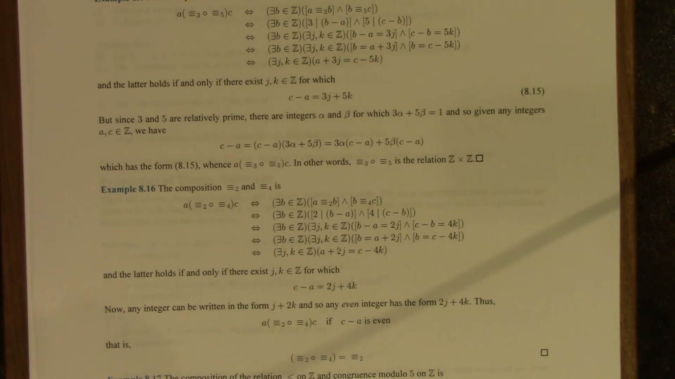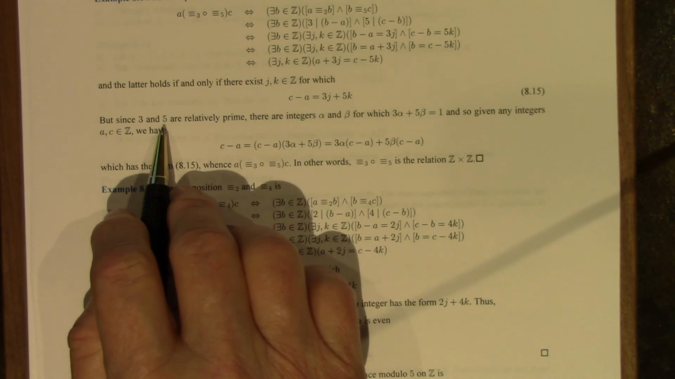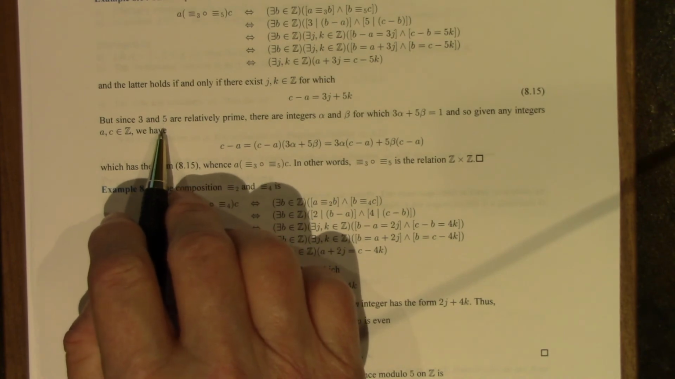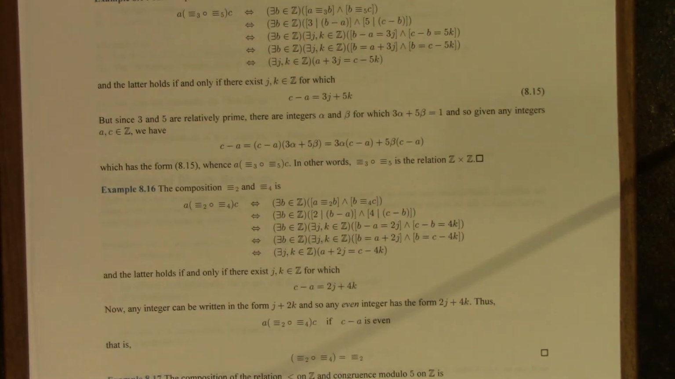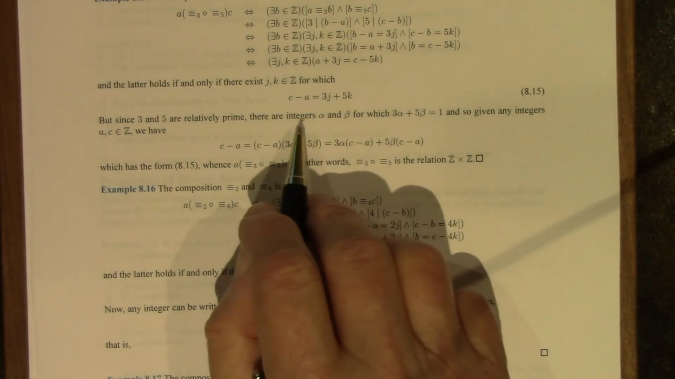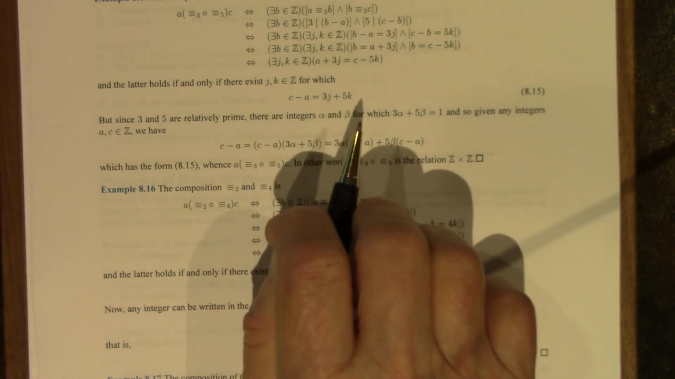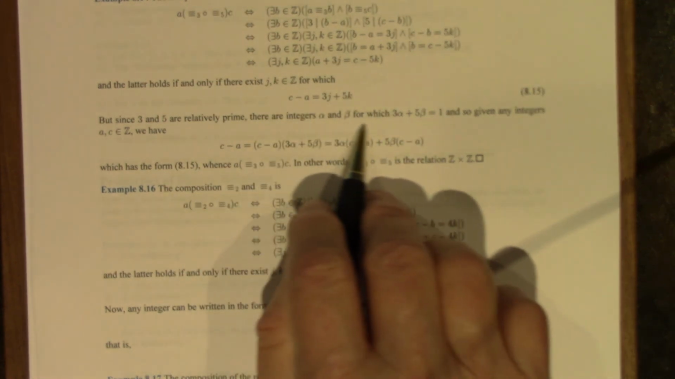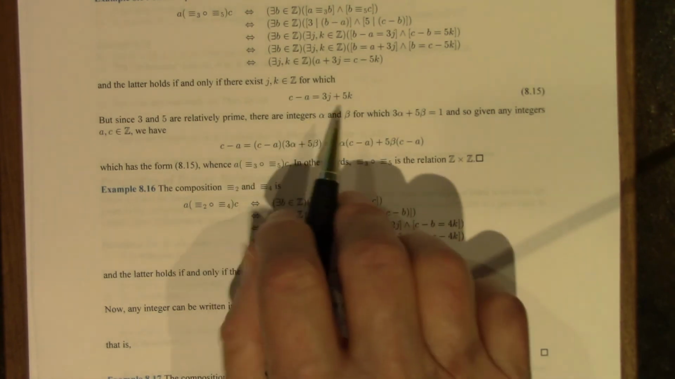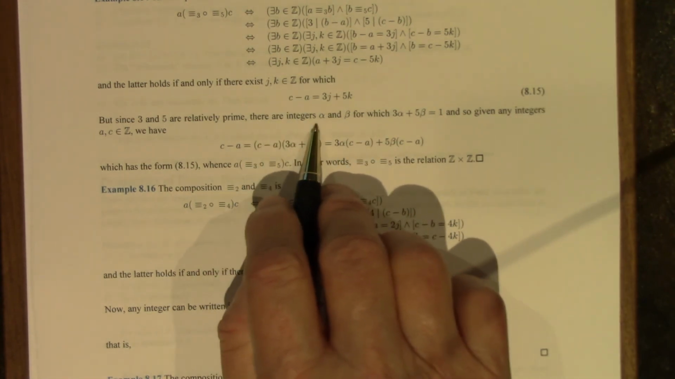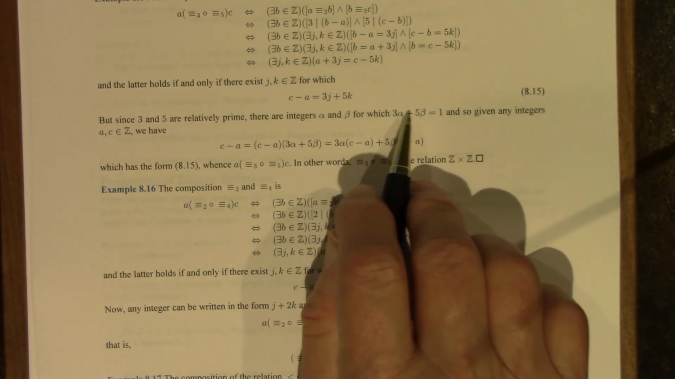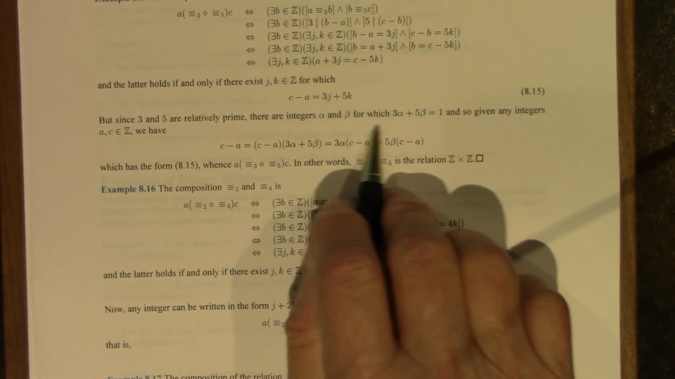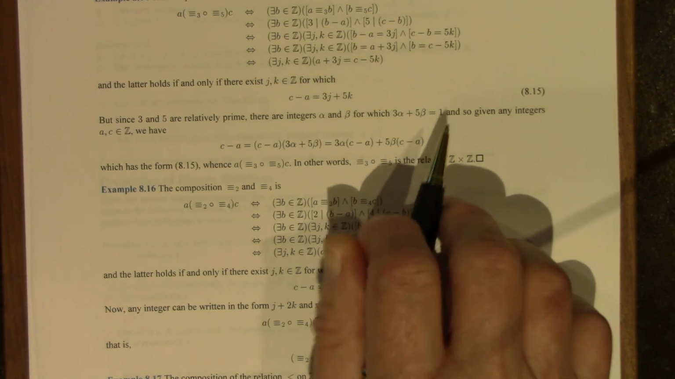So what are the chances that that's true? Well, 3 and 5 are relatively prime. And as soon as you realize that, your brain should automatically go to Bézout's Identity. I didn't call it Bézout's Identity here, and oftentimes you will not see the name, but there exist integers alpha and beta for which 3 alpha plus 5 beta equals 1. This is Bézout's Identity. It's just not always identified as such if you look at other books.